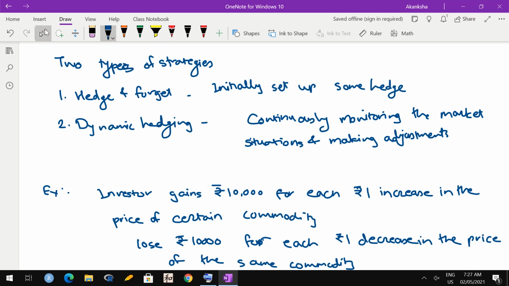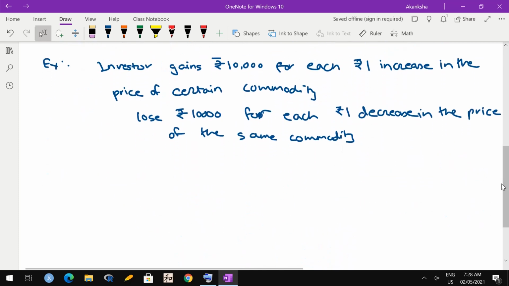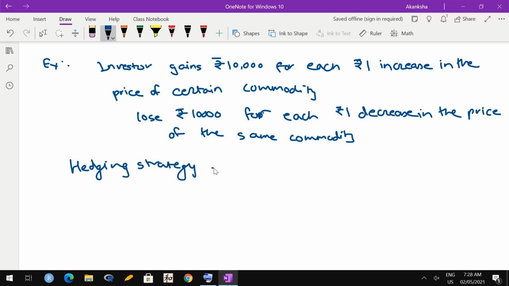Then, in such a situation, what would be the hedging strategy? Hedging strategy would be to compensate losses from one with the profits from other. Okay, so what would be the hedging strategy? Take short position in futures. Short position means you are going to sell something.